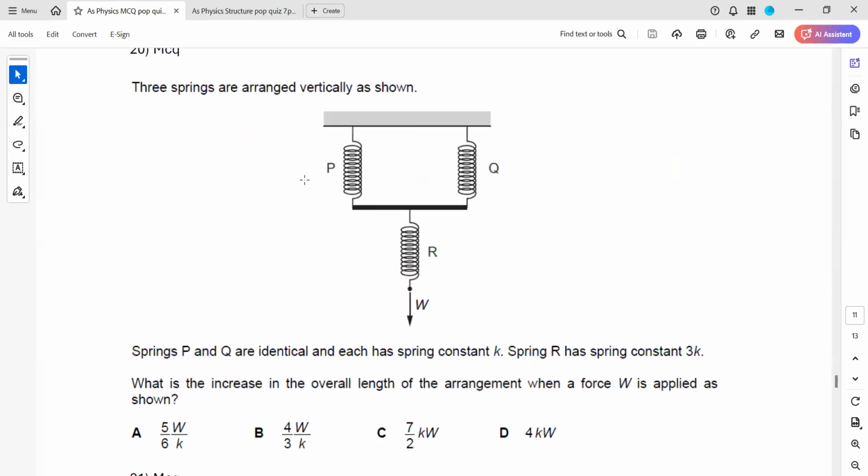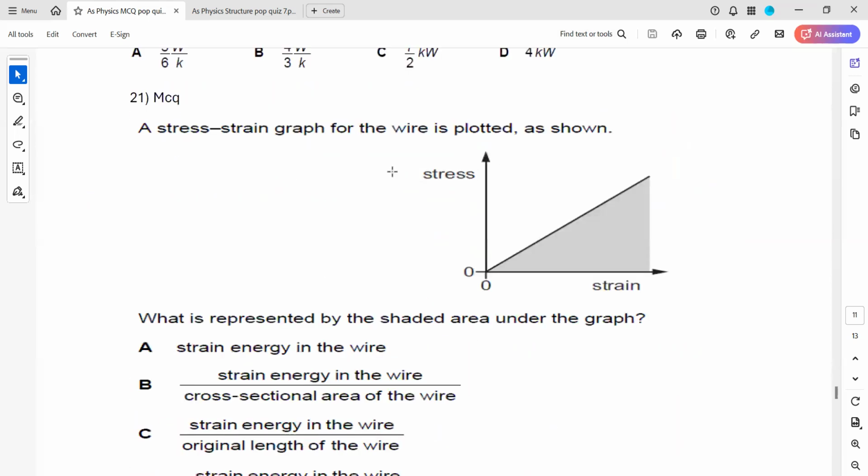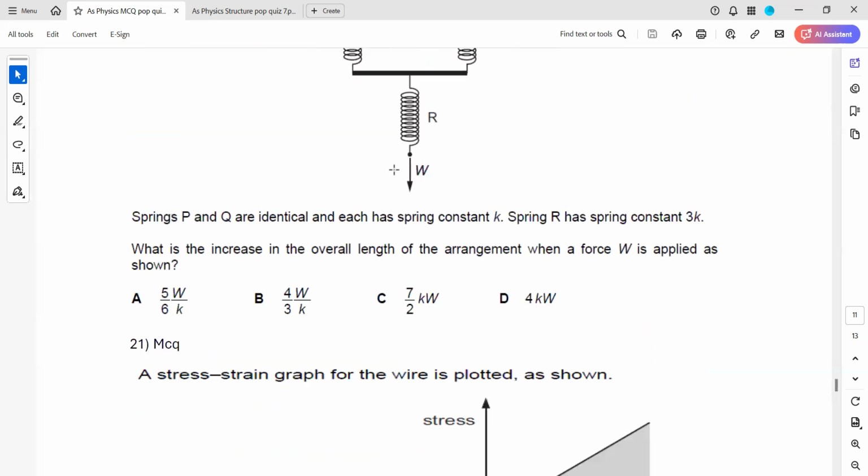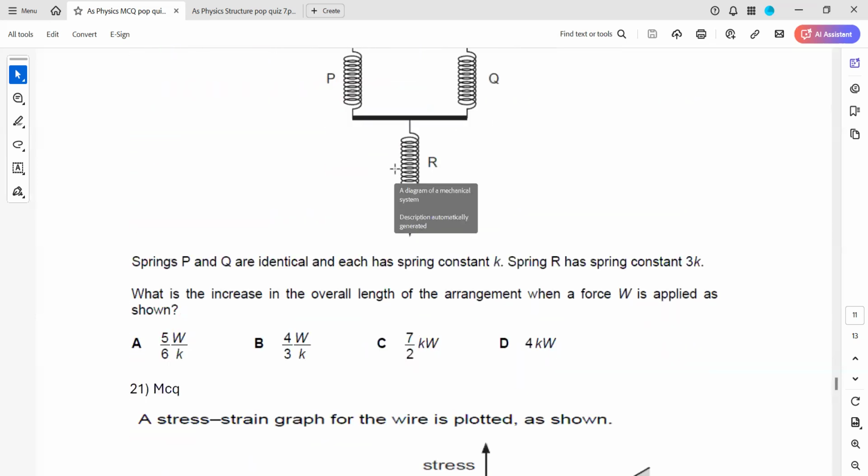Question 20, any doubt? 20, 21. Question 20 and 21, okay.